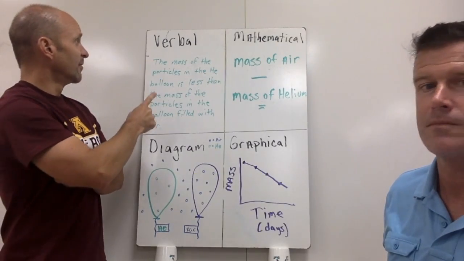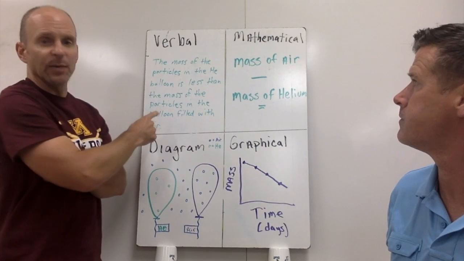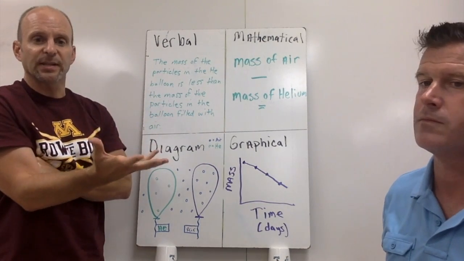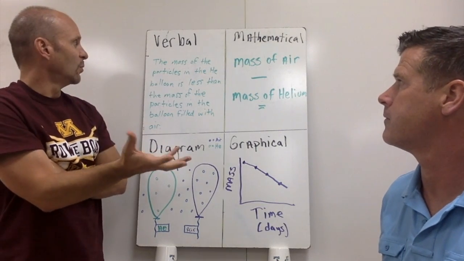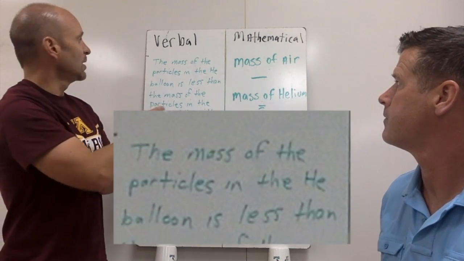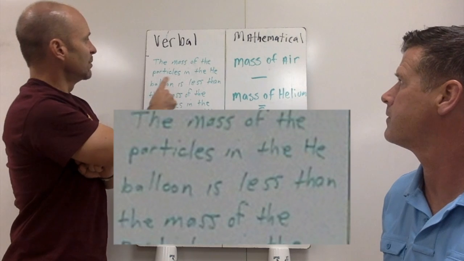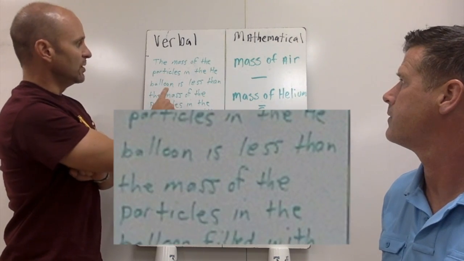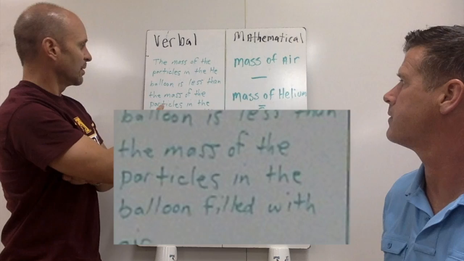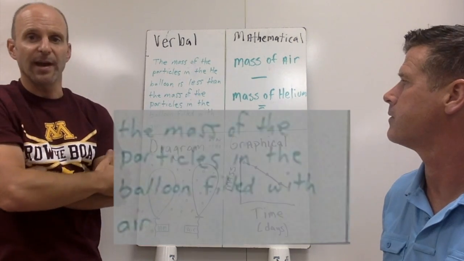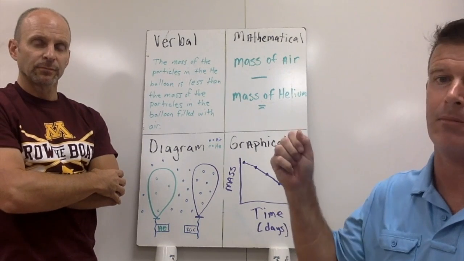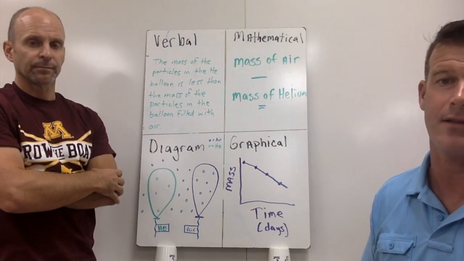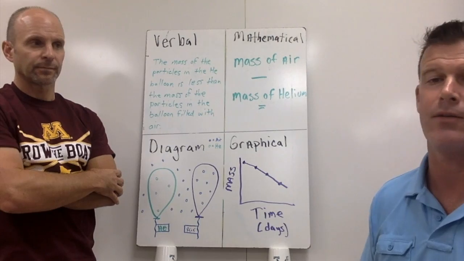The idea of the verbal quadrant is to contain words that you would actually explain to somebody what your main idea or thought was. In the case of the balloon lab, we wrote the mass of the particles in the helium balloon is less than the mass of the particles in the balloon filled with air. And I think what you would understand is that a helium balloon floats, so it probably is a little bit lighter. That's why it does float.